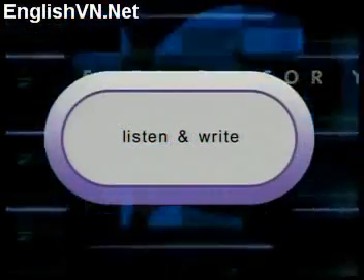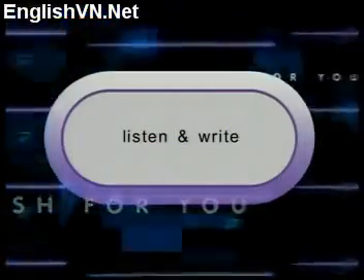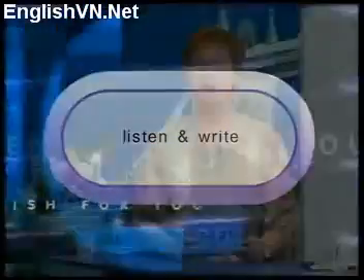Listen and write. Listen to these words and write them down. Number 1, tables. Number 2, arm. Number 3, furniture. Number 4, yellow.